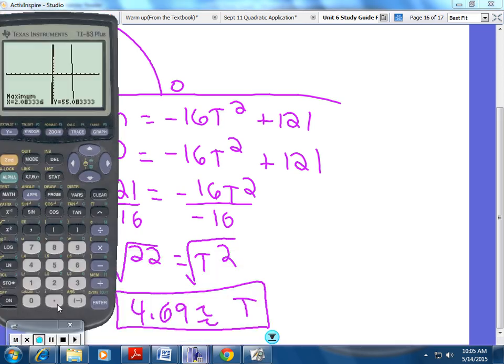The other way you could do it with the calculator is you go to y equals, plug your equation in, second trace again, and then I need the zeros because the height is 0. So that's number 2, negative 10, positive 10, and an M.